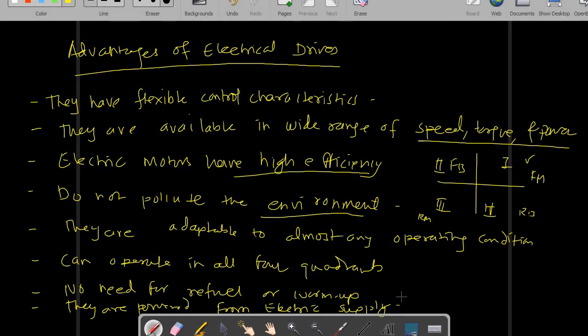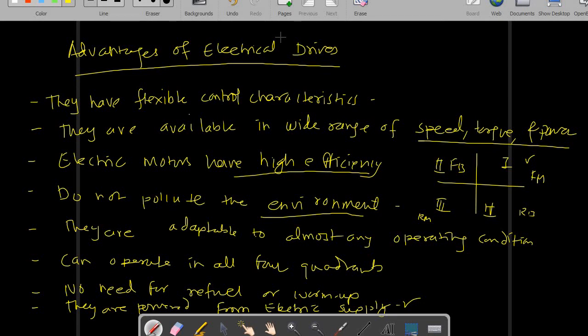Conversion of electrical to mechanical energy and vice versa is possible, and electrical energy can be converted from one form to another efficiently and economically. That's why this is an advantage. They are powered from the electrical supply. So these are the advantages of electrical drives.